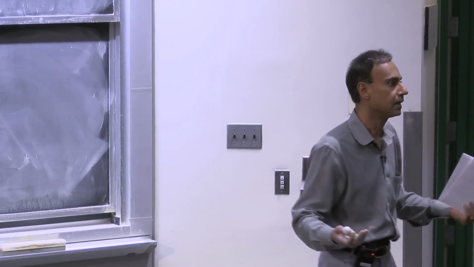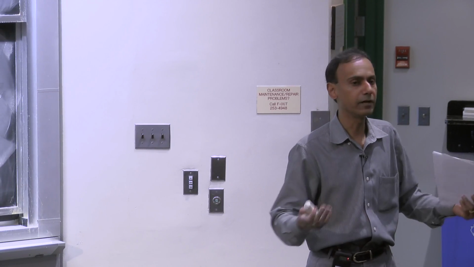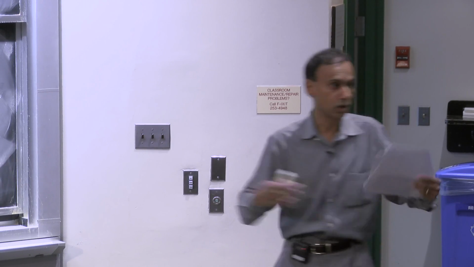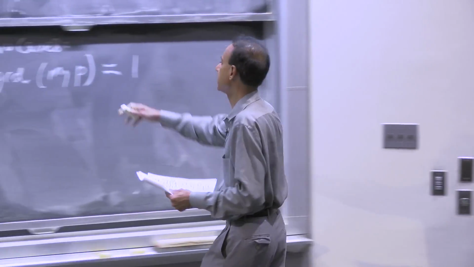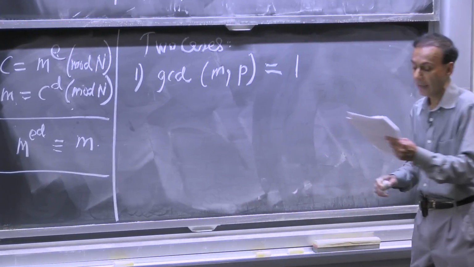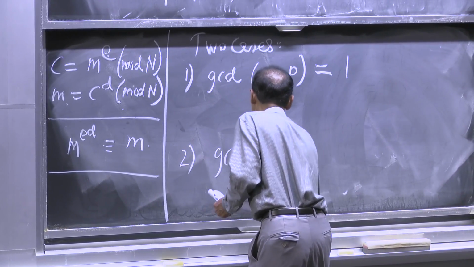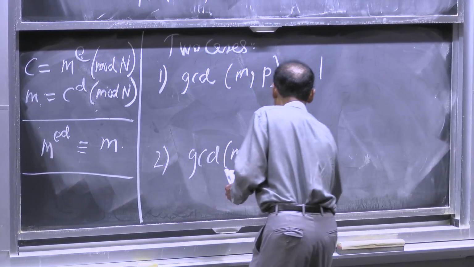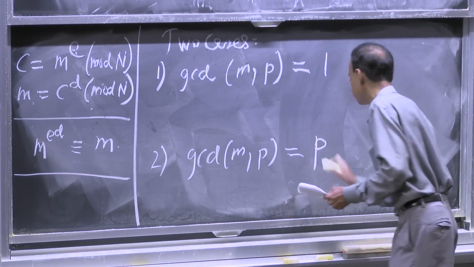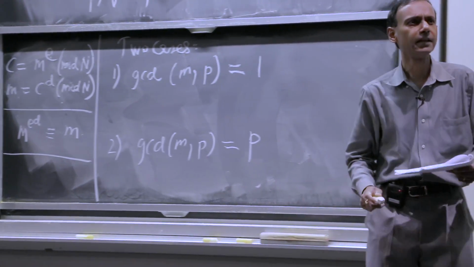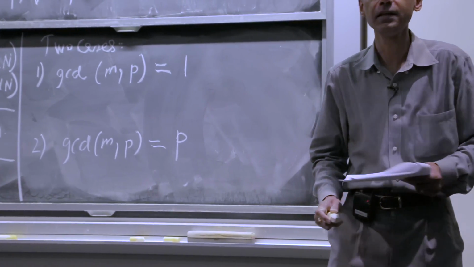Obviously, GCD of m and p would be 2 if m were 2p, right? So the case I'm looking at is GCD of m and p equals 1, and then the other case is going to be trivial, actually, which is GCD of m and p equals p, right? Did I say 2 when I said GCD of 2p comma p equals 2?